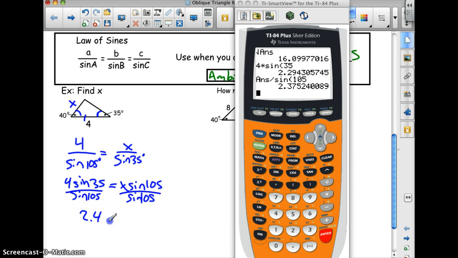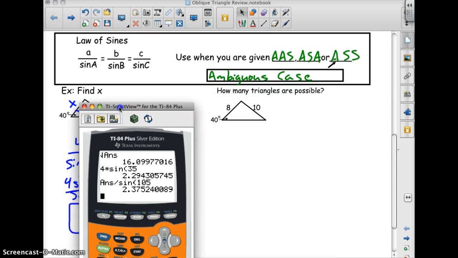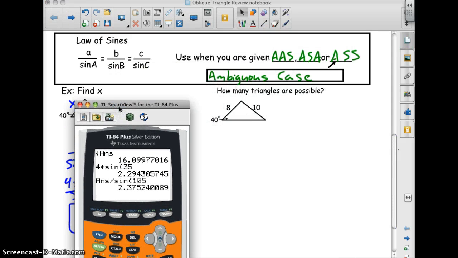Okay? As long as you round appropriately, if it doesn't give you a place, then you can round to the nearest tenth. Don't round that to a whole number, please, okay? Because it's a lot more accurate than that. If you say, oh, that's 2, that's really approximating too much.